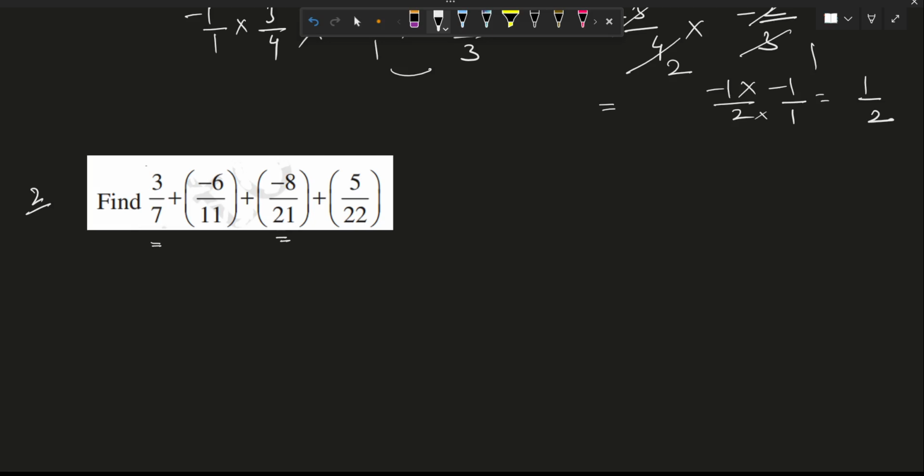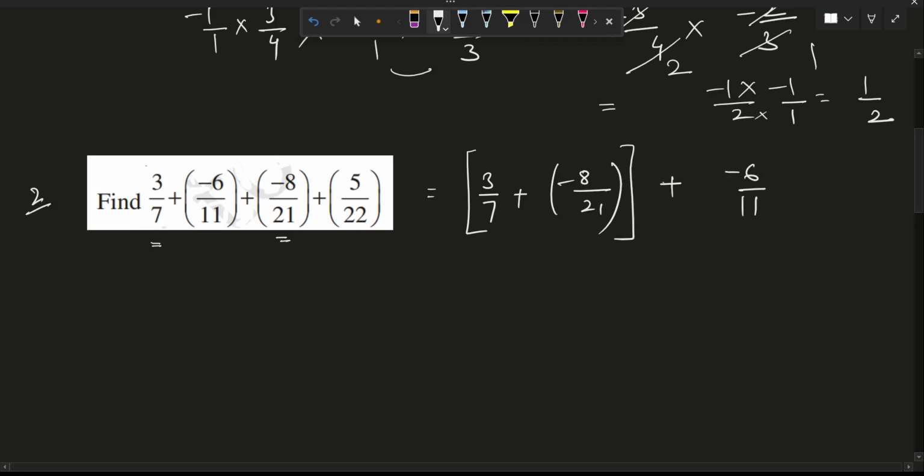So how can I change it to 3 by 7 plus minus 8 by 21? One combination I made with these. Another one you can see on your own, that's 11 and 22. Now why am I pairing it like this? The reason is that taking the LCM is easier now. We can do it in parts.